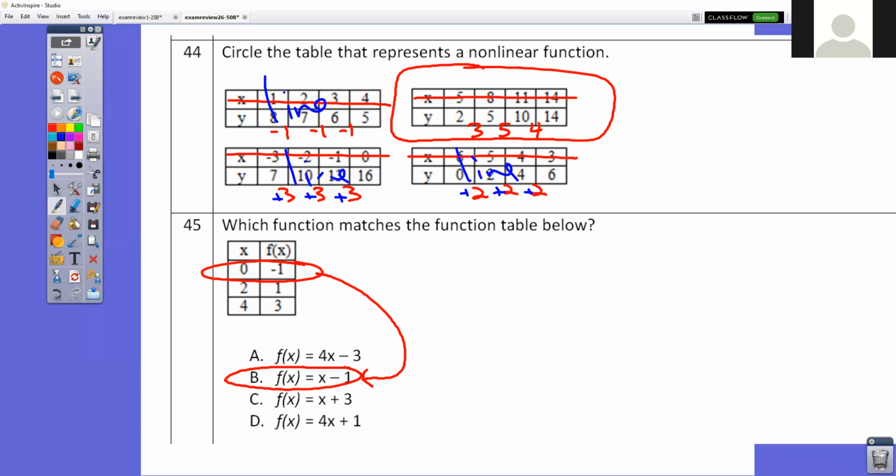Notice what happens on this one. We're adding by 3, adding by 5, adding by 4. It's not the same each time, therefore it is not going to form a line, non-linear.